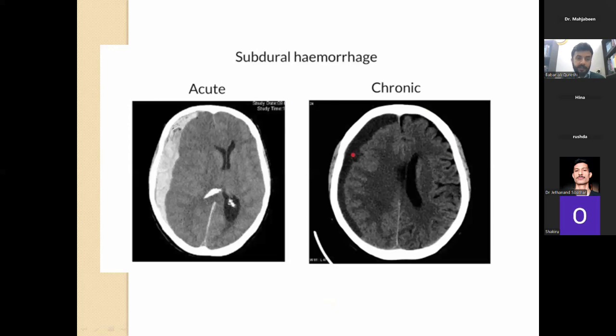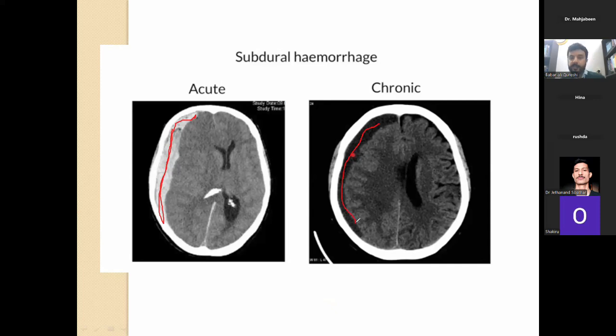which is acute, which is a new bleed, will appear as hyperdense, as we can see in this picture. Whereas on the right side of the screen, we can see a chronic bleed, which actually turns dark in color. And sometimes there are different varieties of the chronic subdural.